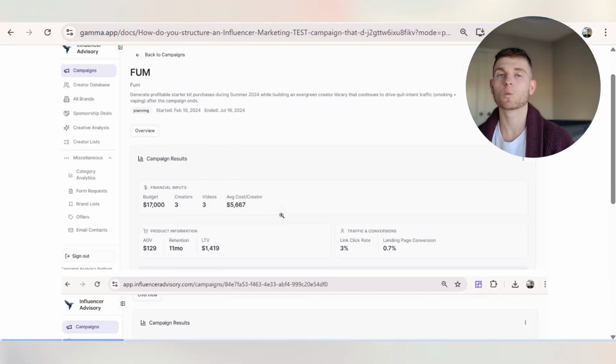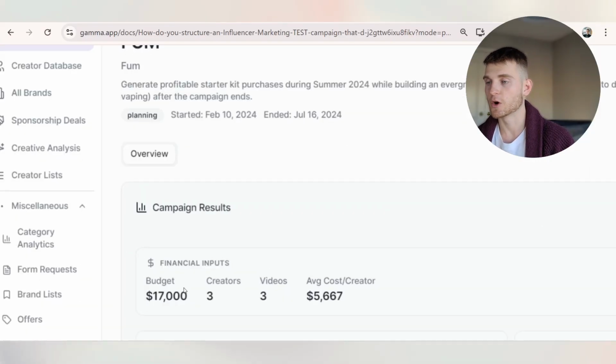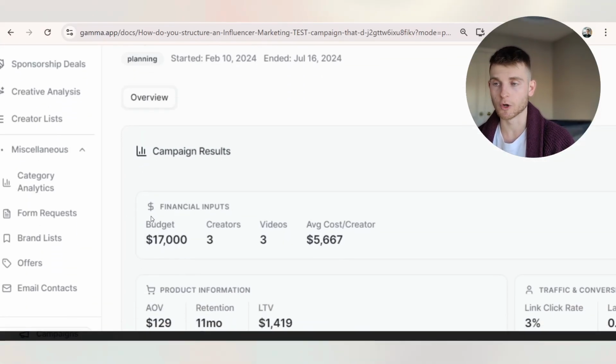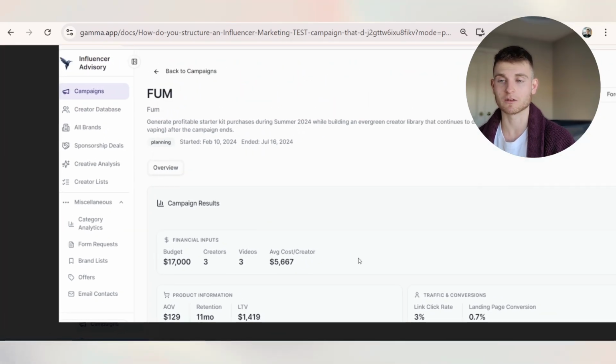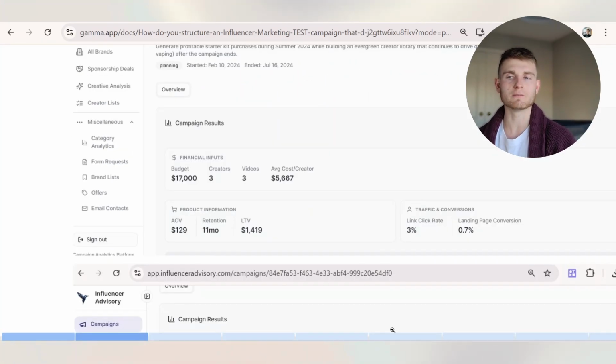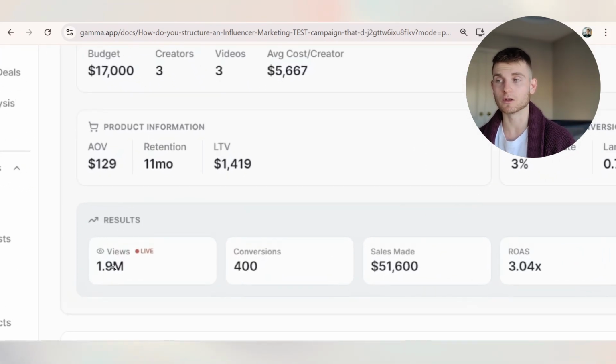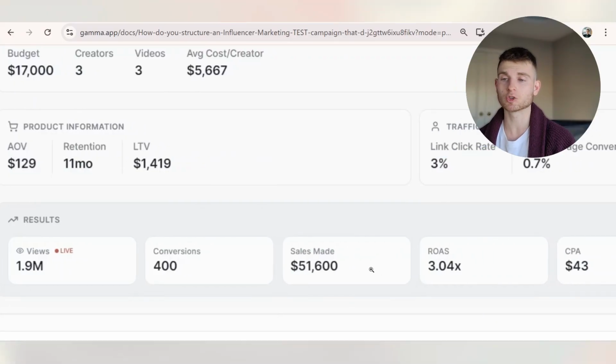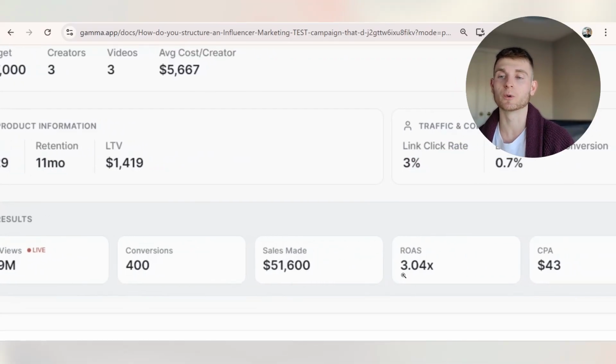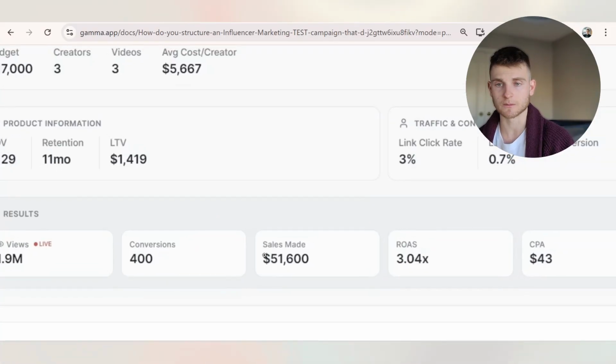Here in our dashboard, we've worked with a few. Now, they were starting out with influencer marketing. They wanted to try something out. Their initial budget was $17,000, and for that, we found them 3 creators, each costing $6,000. Now, for a lot of you, this may sound expensive. However, the results were 1.9 million views, 400 conversions, $51,600 in sales, and a ROAS of 3.04x. And these two, by the way, are approximated, I believe, to the nearest dozen.